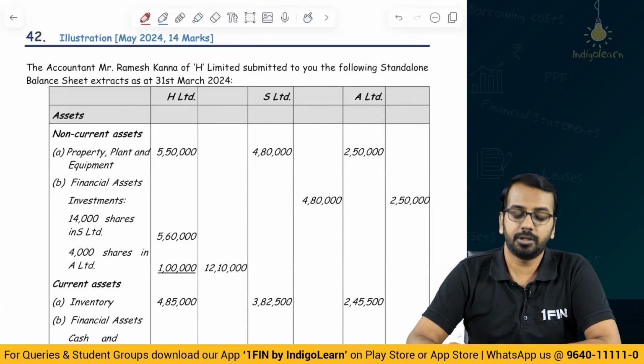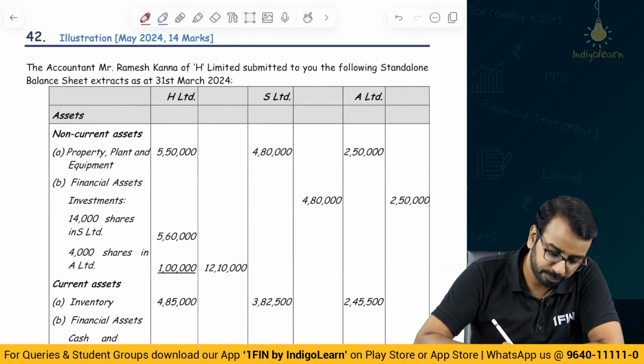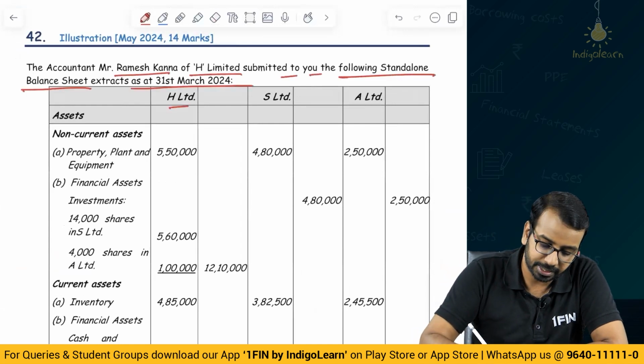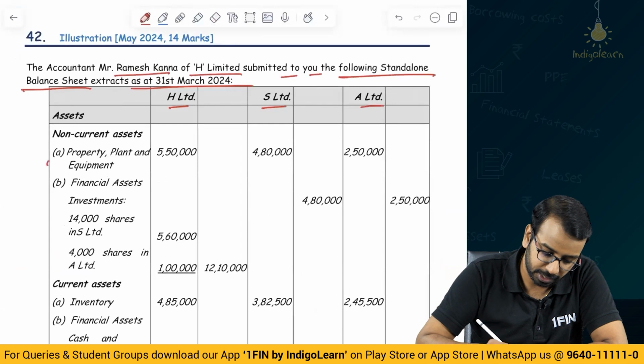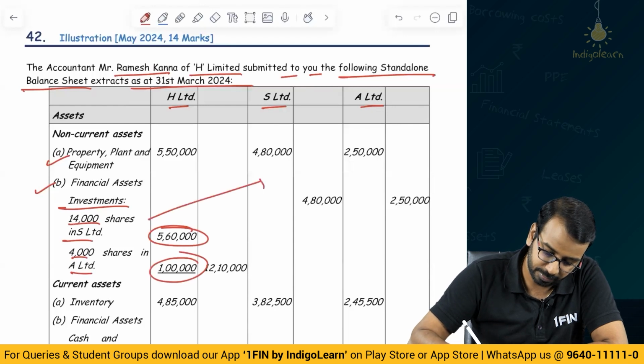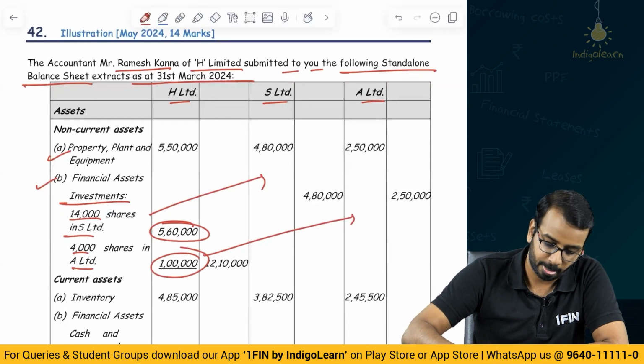Let's have a look at a question from May 24 on consolidation. The accountant Mr. Ramesh Khanna of H Limited submitted to you the following standalone balance sheet extracts as at 31st March of 24. H Limited, S Limited, A Limited have PPE, financial assets, investments, 14,000 shares in S Limited and 4,000 shares in A Limited. So, it has investment in S Limited as well as A Limited.